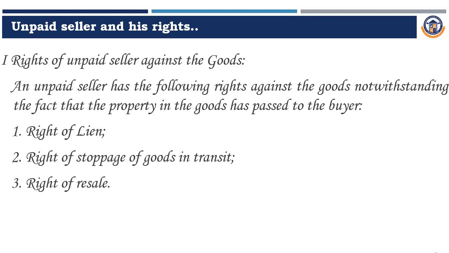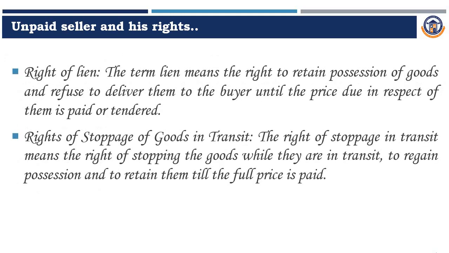An unpaid seller has the following rights against the goods, notwithstanding the fact that the property in the goods has passed to the buyer. The goods have passed to the buyer, but he is not paying for them to the seller. In that case, the seller has the following rights. They are the right of lien, the right of stoppage of goods in transit, and the right of resale. Let us see the rights one by one.